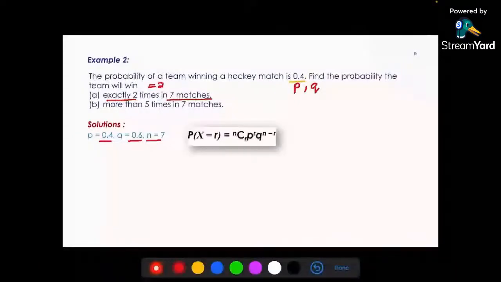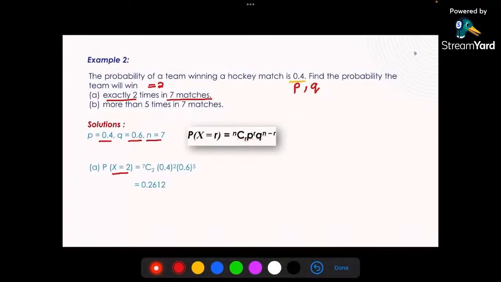So we are going to use this formula. P(X = r). Exactly 2 is this one. P(X = 2) is equal to 7C2, because of 7 trials here. And then 2 is success. 0.4 to the power of 2 times 0.6 to the power of 5 here. And kita akan dapat the value, you just press the calculator, you get the answer.